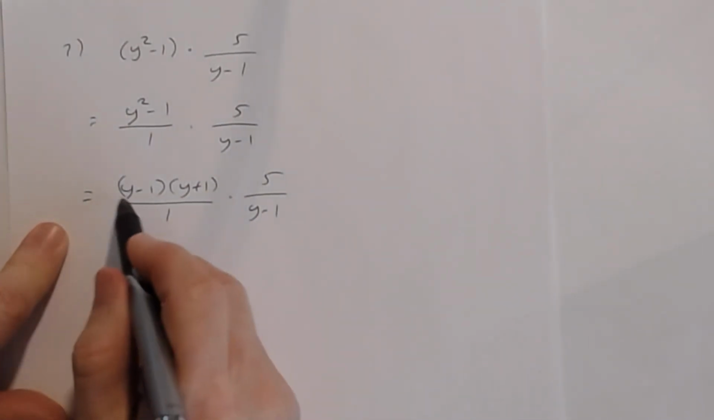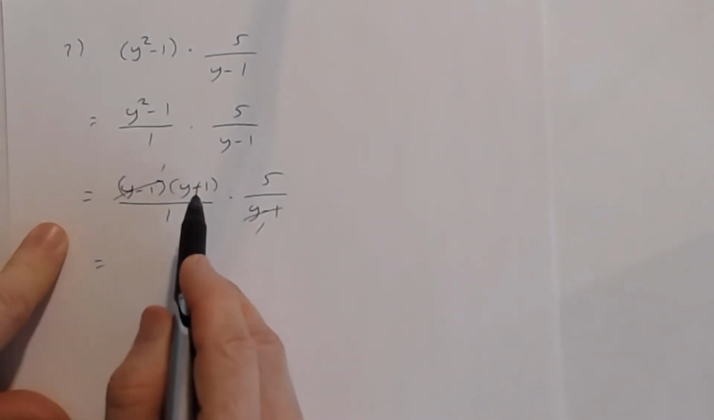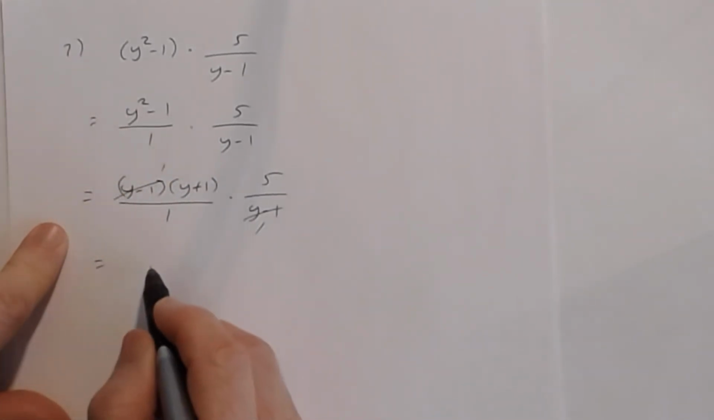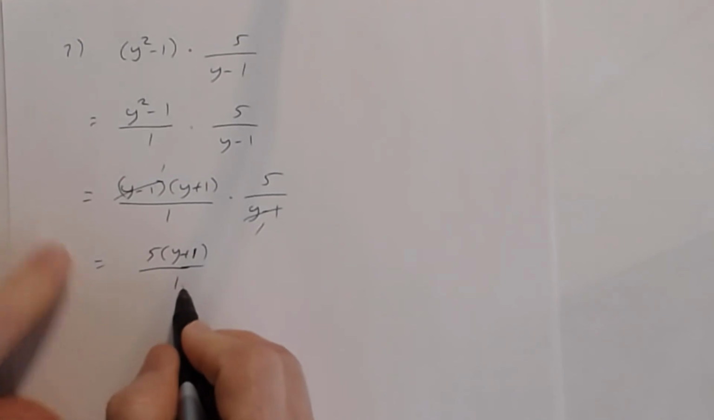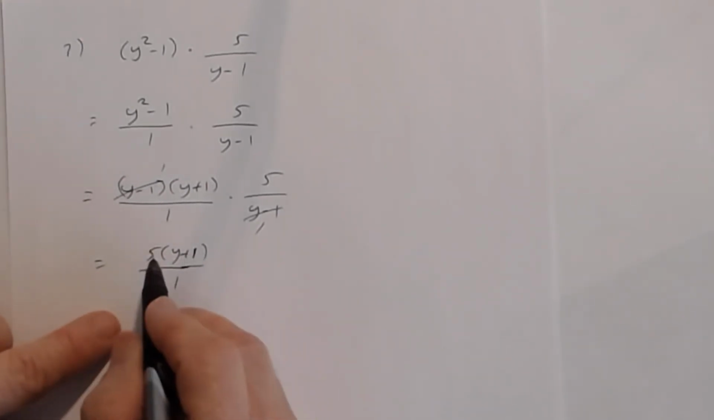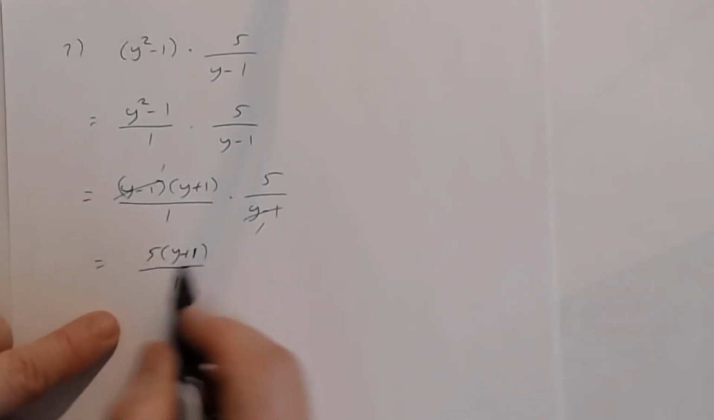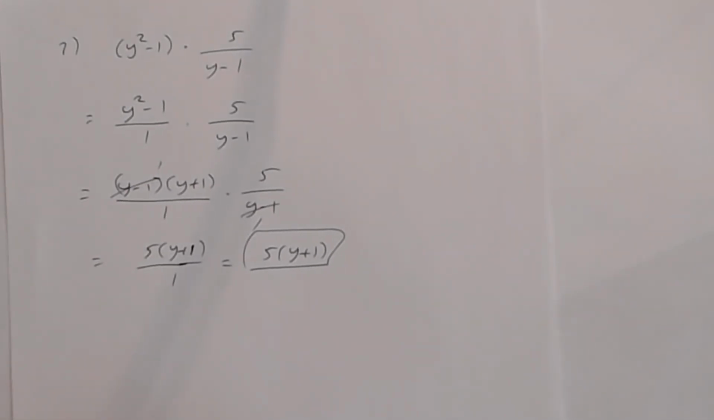And then the only thing you can reduce are these factors. And so you get 1 times y plus 1 times 5, which is 5 times y plus 1, divided by 1 times 1, which is 1. But don't leave it like this because we all know that anything divided by 1 is that numerator. So just write it as 5 times y plus 1. All right, so that's the answer there.